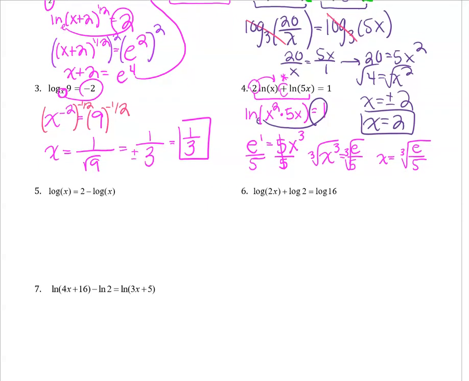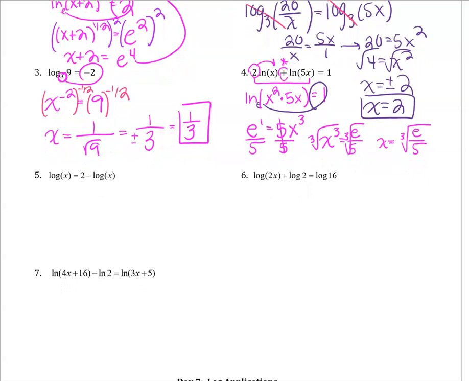All right, now number 5 is a bit unique because I'm seeing logs on both sides, but the issue is it's not log equals log, and there's no way I can combine 2 minus log x. Now if it was log of 2 minus log of x, then it would be a different story, but that's not what we have here. So I'm going to do a little bit of manipulating. Let's add the log of x over to the other side. So this is log of x plus log of x equals 2.